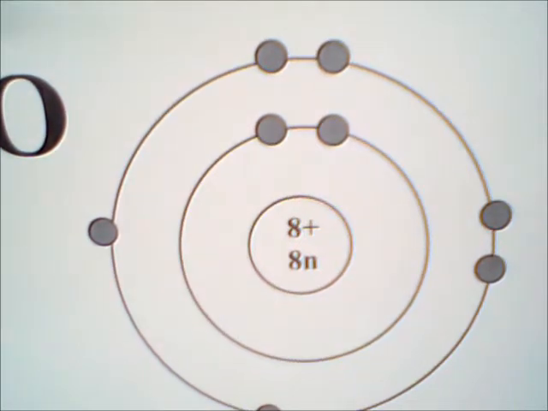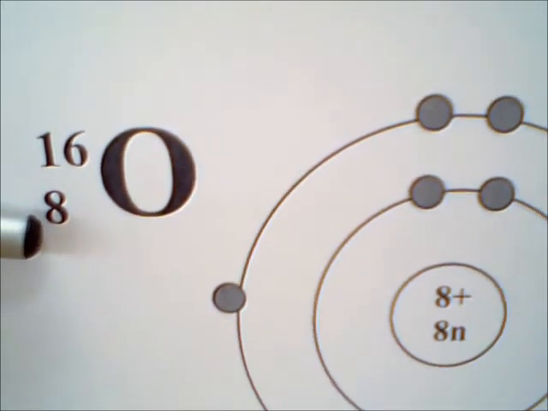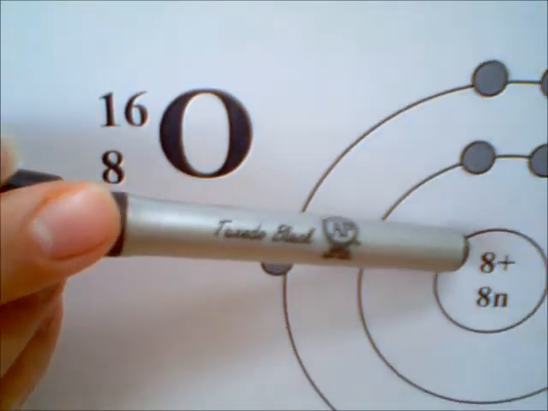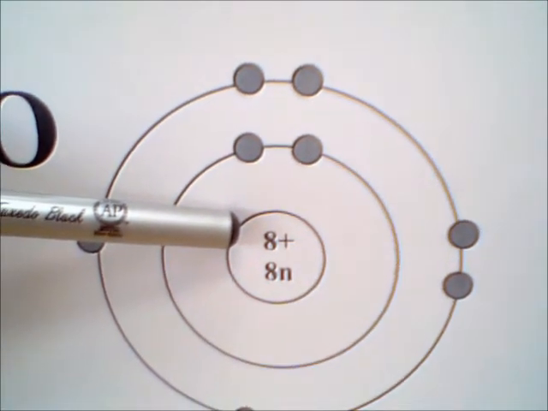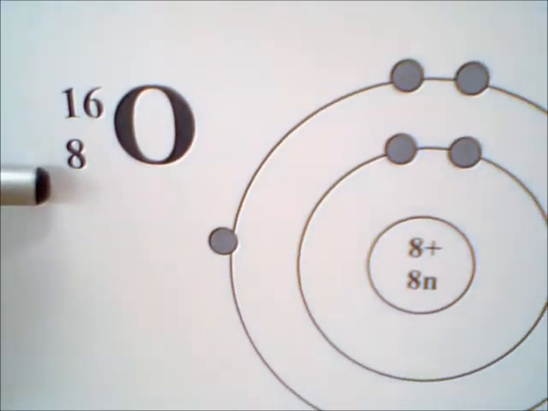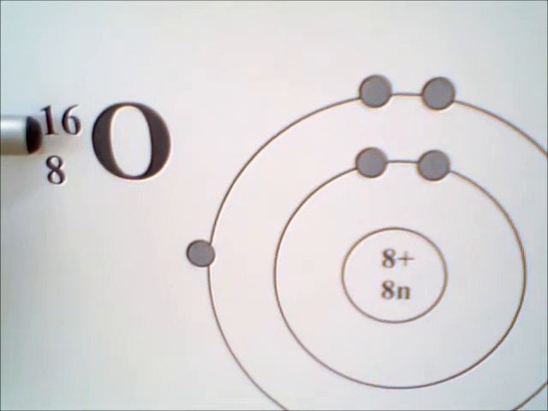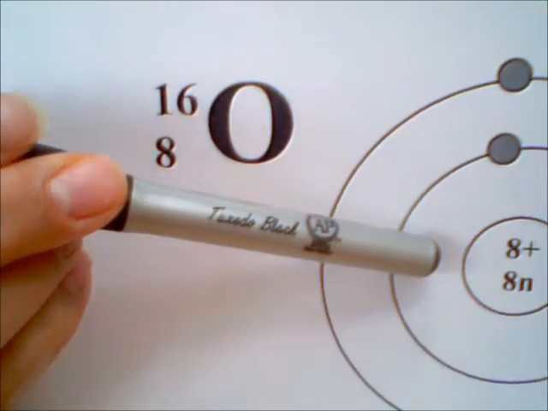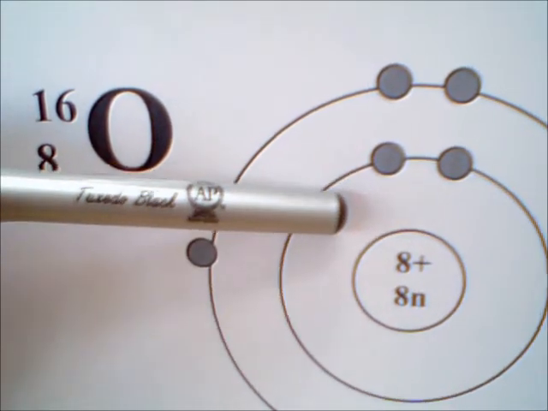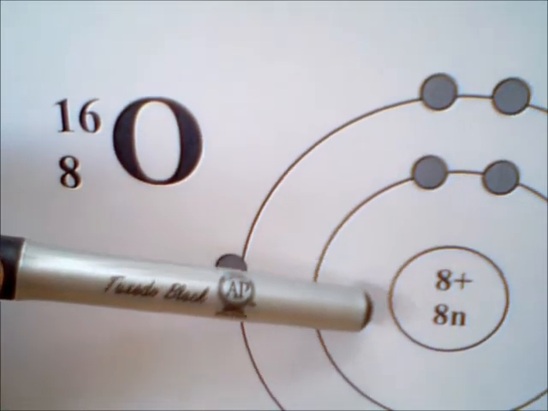The bottom number down here is telling me that I have 8 protons. I also took that information and put it in the nucleus of my drawing over here, 8 protons. When you take those 8 protons away from the mass, because the rest of the mass is neutrons, what does that leave you with? Over here I'm saying that you should have 8 neutrons. So what I've drawn here in the nucleus are 8 protons and 8 neutrons.